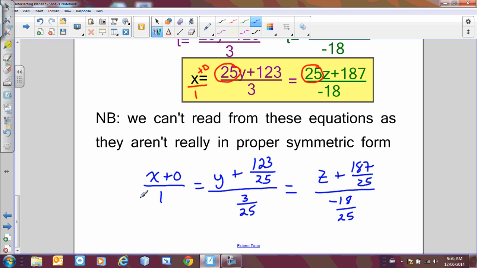Okay, so down here at the bottom again, this is really how we like to see our symmetric equations, because now my point is very easily recognized. It's this minus this value, minus this value, minus this value, or the point 0, negative 123/25, negative 187/25. My direction vector appears in the denominator. But again, I can only read that off when I have just z, just y, and just x isolated in my symmetric equation.